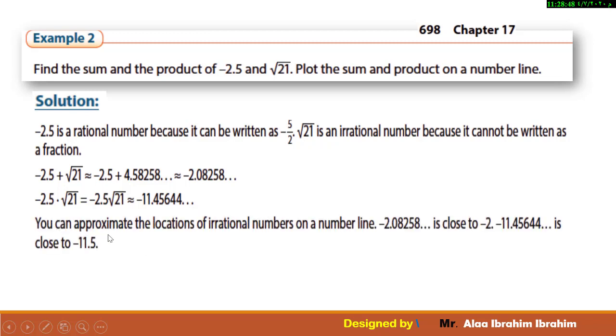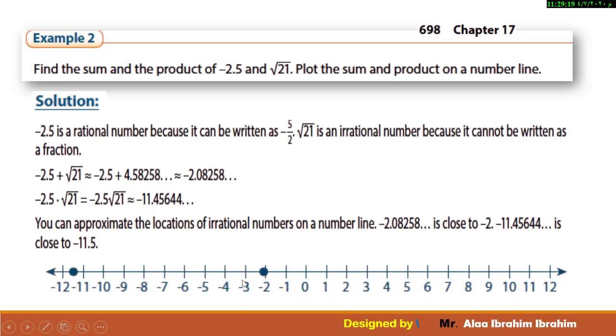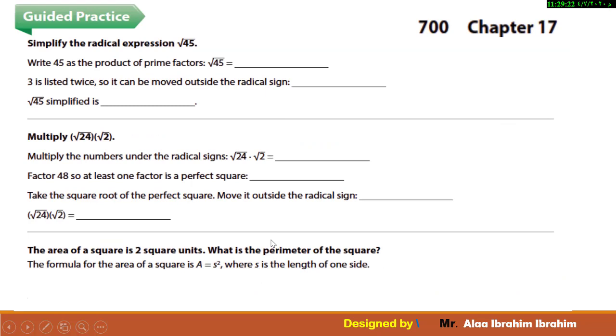So you can approximate the location, making it as close as you can by rounding the number on a number line to something easy. Negative 11.45 rounded to the nearest tenth will be negative 11.5. And this also we can round to the nearest tenth, negative 2.1, or we can make it negative 2, the closest. Both of them are correct. So we put it like this on the number line.